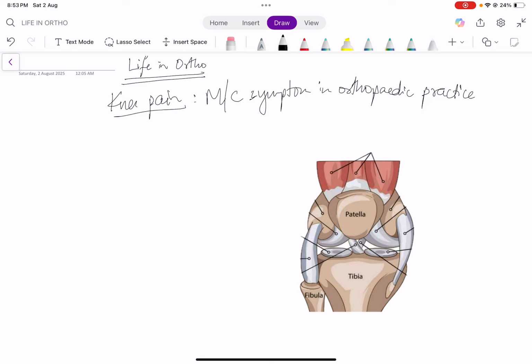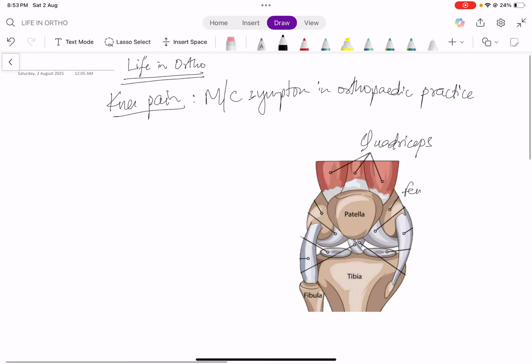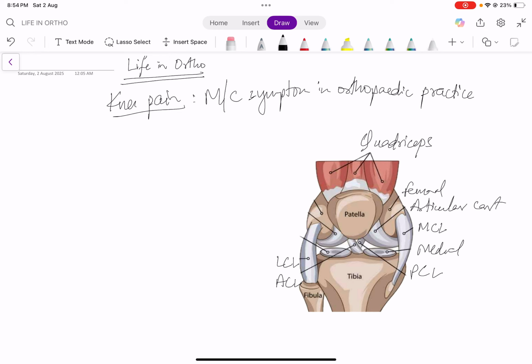This is the quadriceps or the extensor muscle. This is the femoral condyle. This is your articular cartilage. This is MCL or medial collateral ligament, medial meniscus, PCL, ACL, lateral collateral ligament, lateral meniscus, again articular cartilage, and femoral condyle.